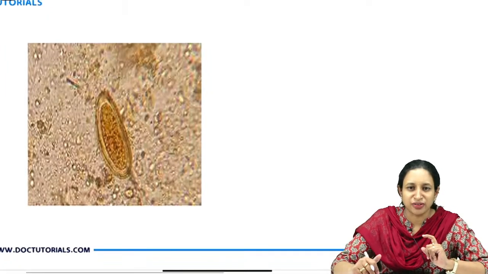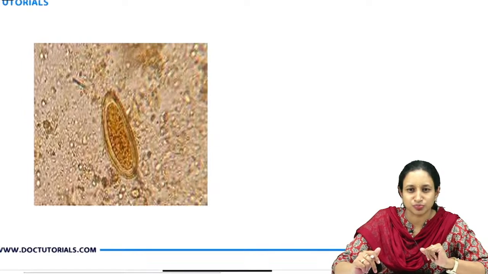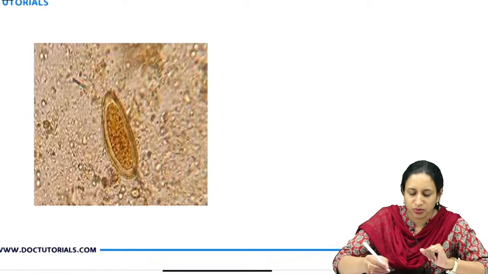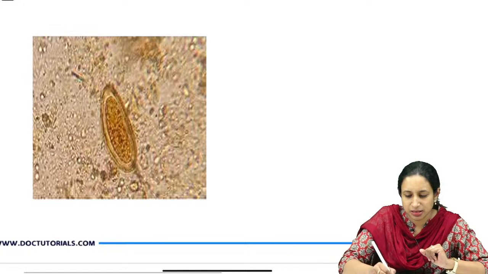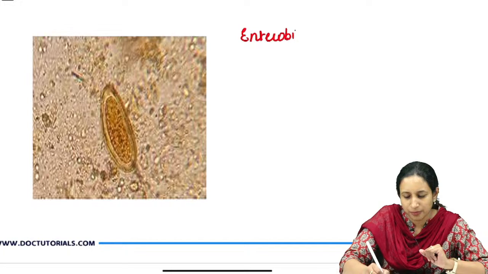Can somebody identify this particular image? So if you can see, this is Enterobius vermicularis. This is the egg of Enterobius vermicularis.